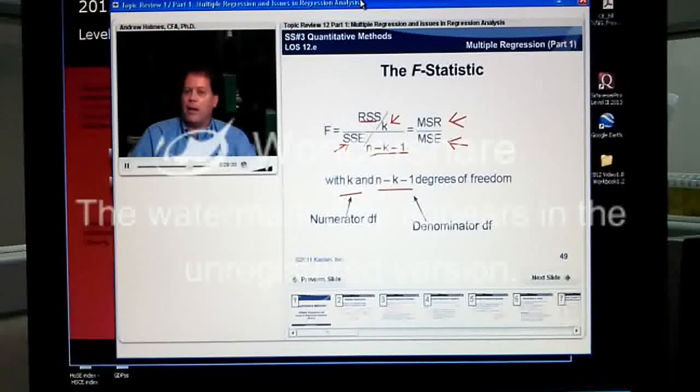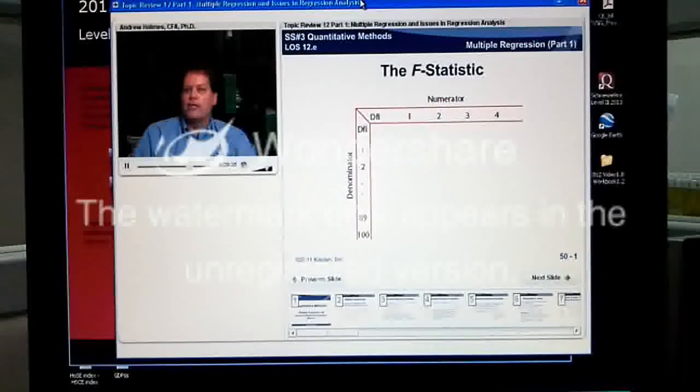That's n minus k minus 1. We calculate this, look up the critical F value, and then perform our test. When we look up the critical F value, we ask how many degrees of freedom we have in the numerator. That's just equal to k, the number of independent variables. And in the denominator, it's n minus k minus 1, which in our case is 89.